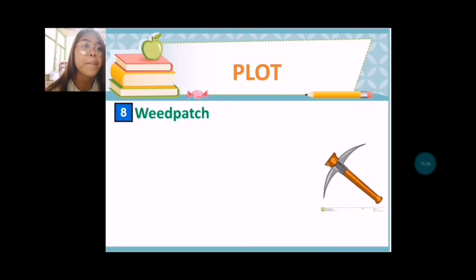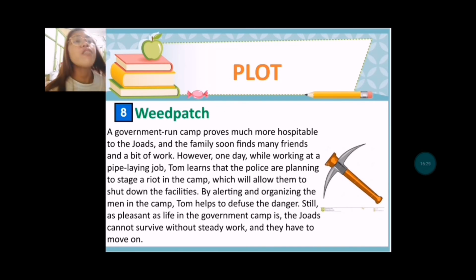Next, a government-run camp proves much more hospitable to the Judds, and the family soon finds many friends and a bit of work. However, one day while working at a pipe-laying job, Tom learns that the police are planning to stage a riot in the camp, which will allow them to shut down the facilities. By alerting and organizing the men in the camp, Tom helps to defuse the danger. Still, as pleasant as life in the government camp is, the Judds cannot survive without steady work, and they have to move on. The family moves and picks peaches at a farm that is being picketed.